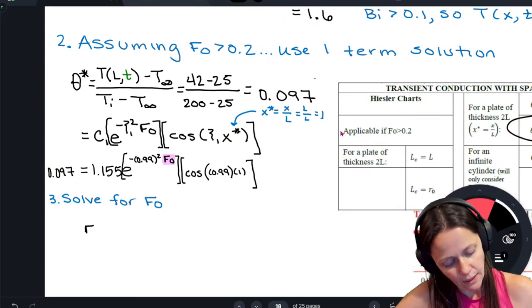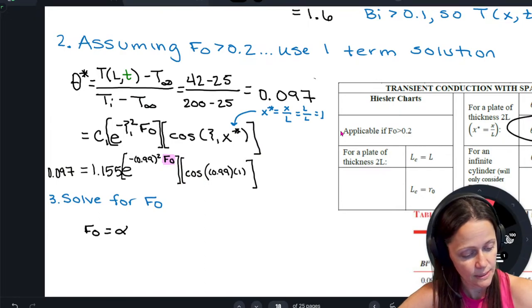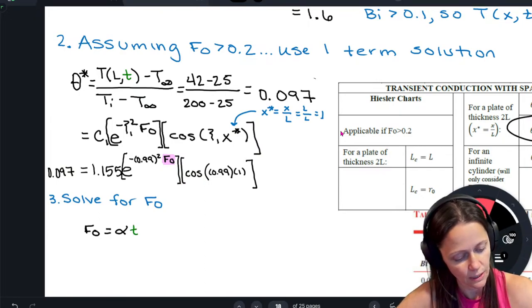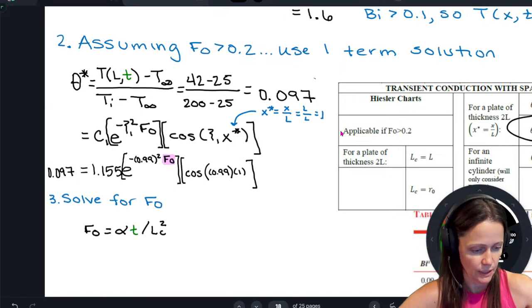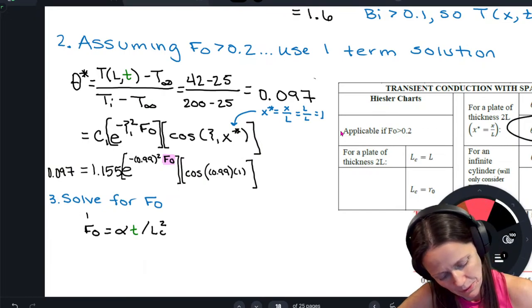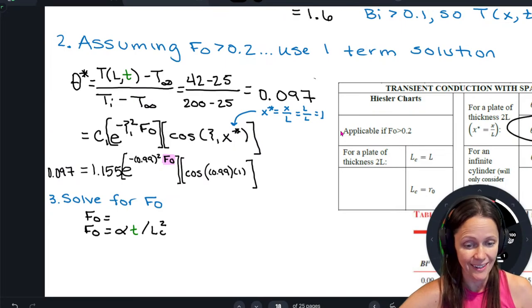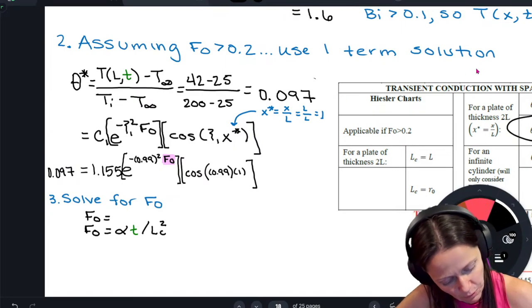So my Fourier number is equal to thermal diffusivity times the time that I was interested in over Lc squared. I think the thermal diffusivity was in there. I'm skipping to the chase. I do have a value for the Fourier number, so it's 1.914.